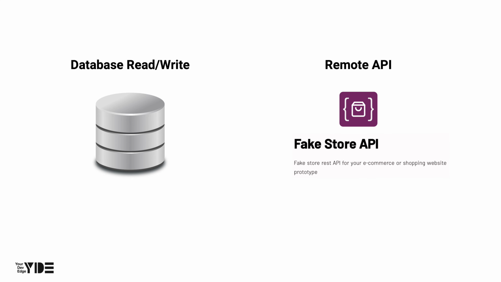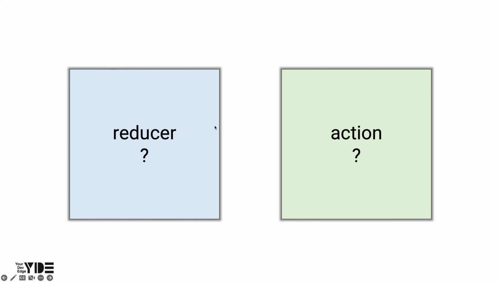But what if you need to get the data you need from a database or a remote server? In other words, you need to perform async operations such as database read or write and remote API calls. But where should you do this async operation? Reducer? Since the reducer must be a pure function, the reducer should not operate with side effects.